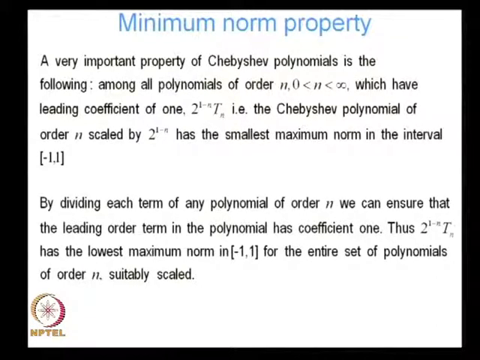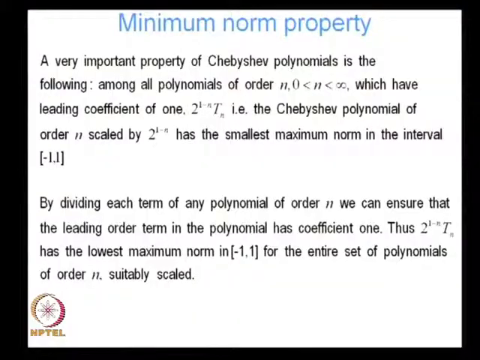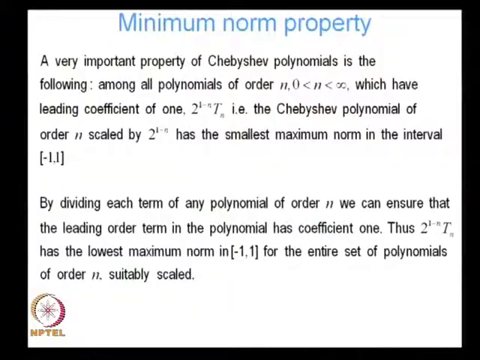That means that at any point in the interval, if I plot any other polynomial with coefficient 1 and I plot the Chebyshev polynomial 2 to the power 1 minus n times Tn, the magnitude of the Chebyshev polynomial will be smaller than any other polynomial, right. Now, by dividing each term of any polynomial of order n, we can ensure that the leading term of that polynomial is 1. So, for the entire set of polynomials of order n suitably scaled, we can say that the Chebyshev polynomial has the lowest maximum norm.